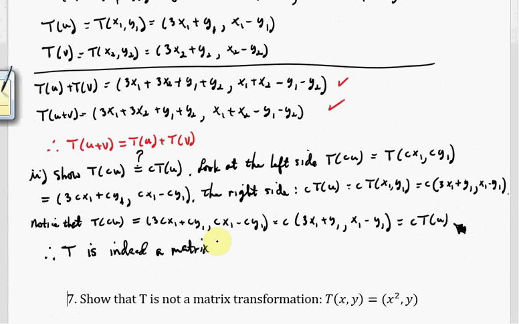The second example, we will show that T is not a matrix transformation, or that T is not linear. So I want to give an example for each. T is indeed a matrix transformation.